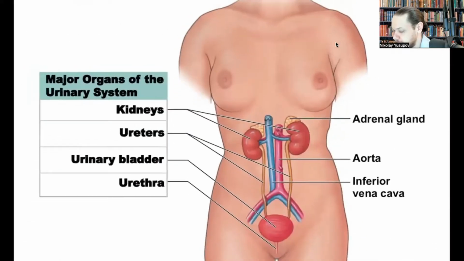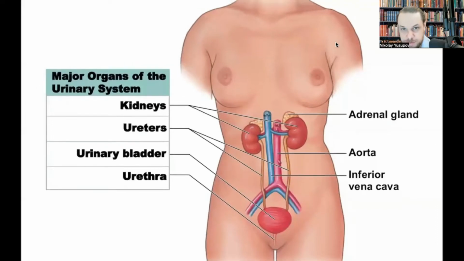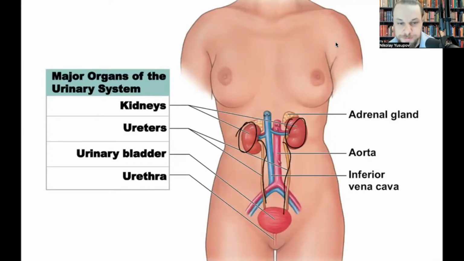So as you guys know, we have 2 kidneys in the body, and they are in a retroperitoneal area. You see the kidneys shown here, 2 kidneys. And then you have the ureters that essentially lead to your bladder where urine is stored, right?